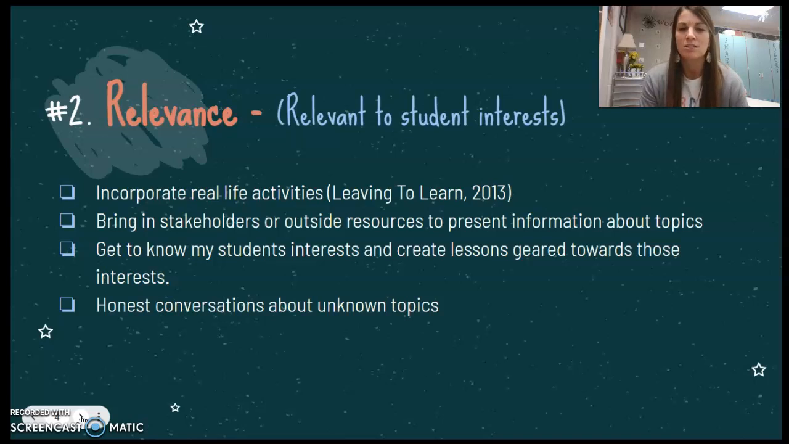Then get to know my students' interests and create lessons geared towards those interests. For instance, some of my classes have been strong Legos. They like that engineering side. So incorporate those science lessons that allow them to build and utilize some of those skills they might have. And then honest conversations about the unknown topics. Sometimes you have to be okay with not knowing the answer and looking it up as a class. And that shows the students that you don't know everything, that you're learning with them.